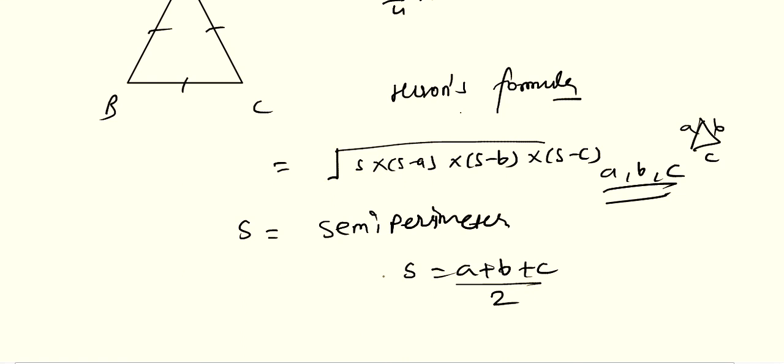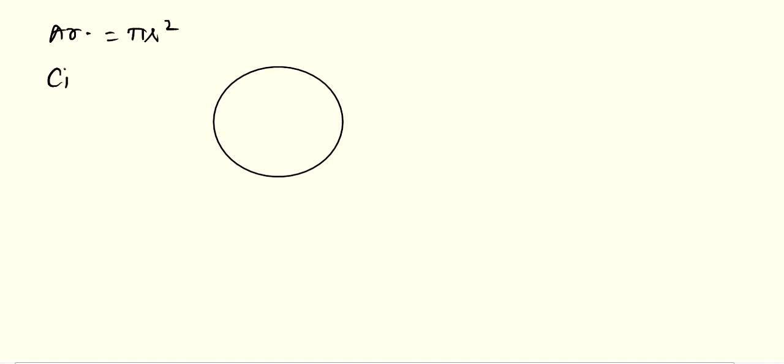Okay. Then next is circle. You know very well about circle that area of circle is pi r square. Then circumference or perimeter of circle is 2 pi r. Clear? Then radius equals to what? Diameter by 2. So explained you all the topics.